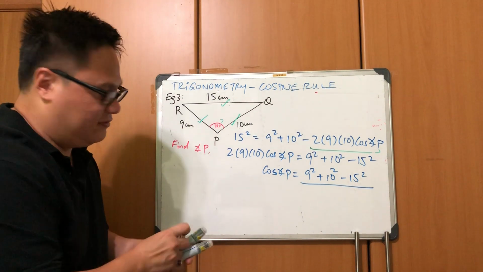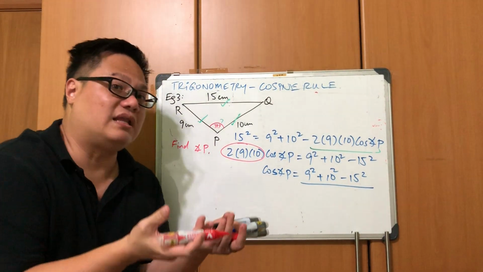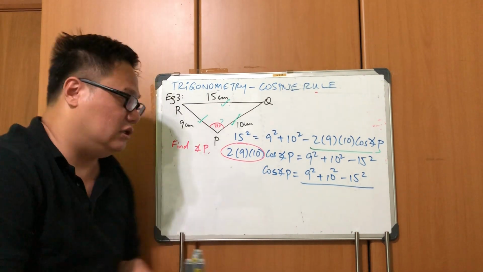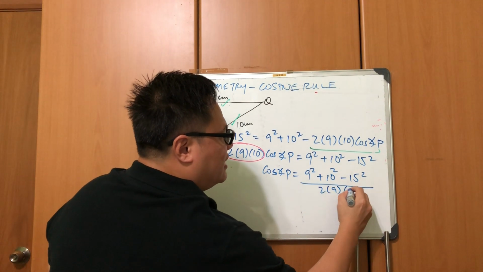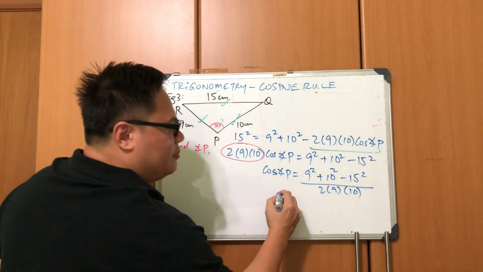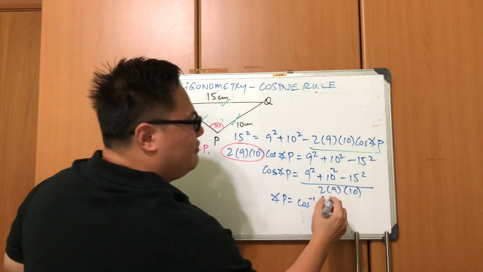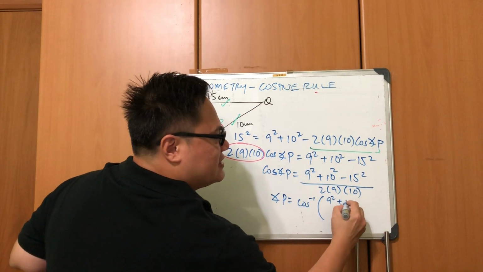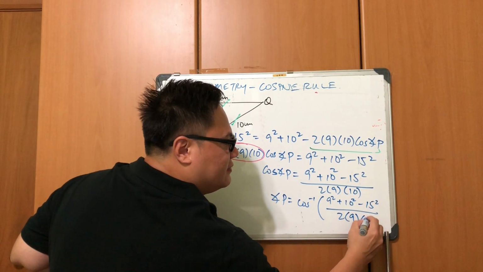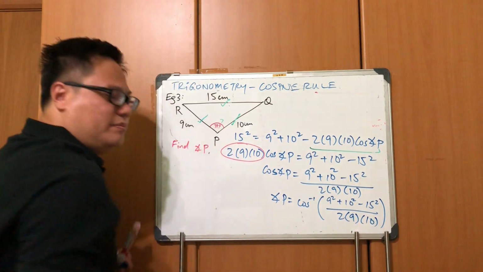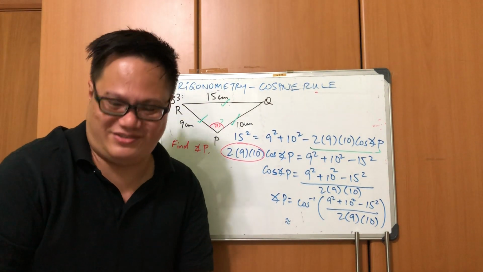So cosine angle P is equal to 9 squared plus 10 squared minus 15 squared over, see, now I can get rid of this. Mister, how do I get rid of this? 2 times 9 times 10. This is just a number, right? We bring it down as a denominator. So angle P is equal to cosine inverse of 9 squared plus 10 squared minus 15 squared over 2 times 9 times 10. Then punch your calculator, that's it. 1 dp, not TSF, 1 dp.